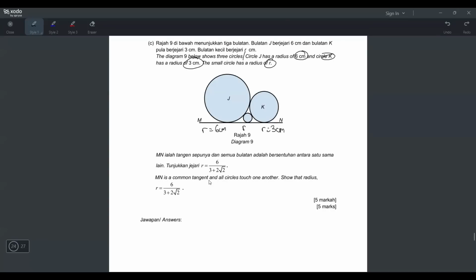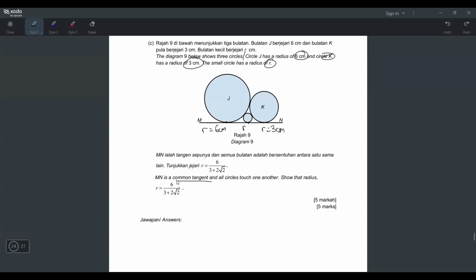And then they say MN is a common tangent. So this is MN. What is tangent? Tangent means it touches the circle at one point. But they say common tangent, and all circles touch one another. It means this line touches all 3 circles at one point. Because common tangent means it's a tangent for everyone. Common means for everyone, shared. So this line is not just tangent to this circle, it's also for the other 2 circles. So later all these circles will touch this line at one point. And they say all circles touch one another. So they don't overlap. Okay, fine.